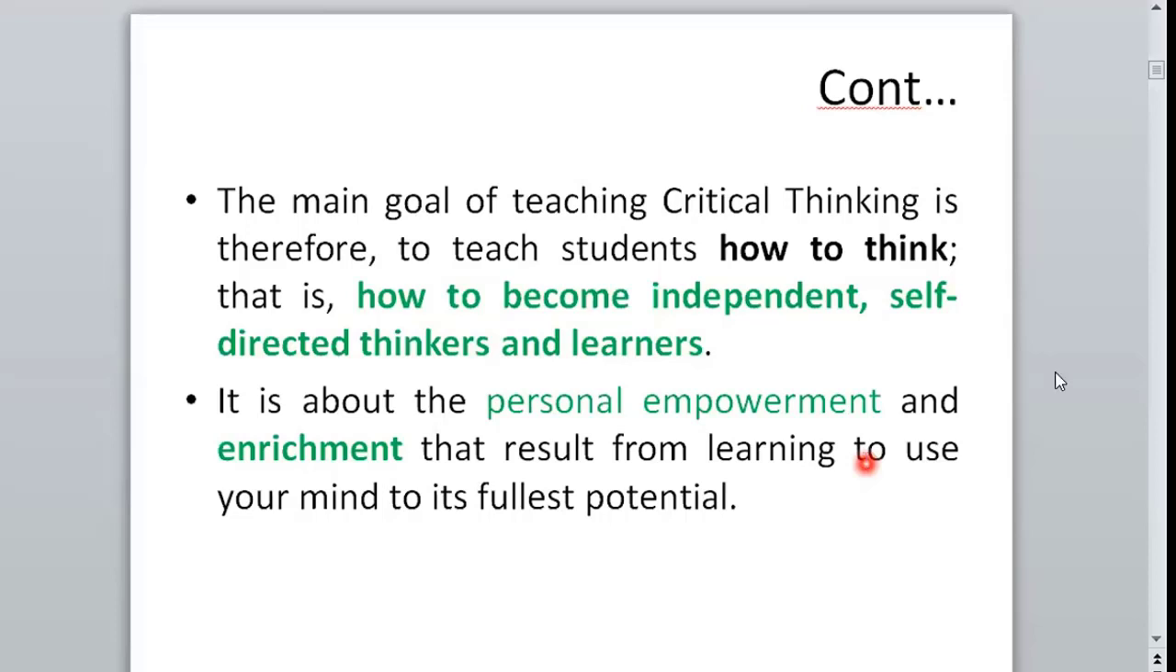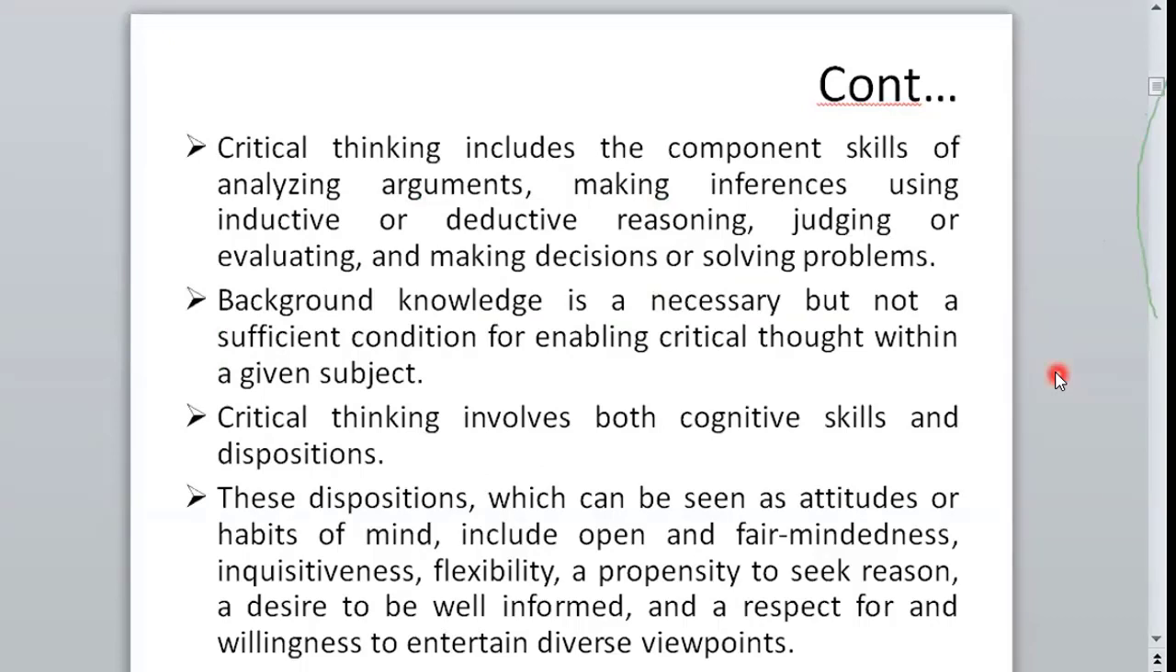So critical thinking encompasses the components, the skills of analyzing arguments. You have a preliminary understanding of what an argument is and of analyzing arguments. You know the reasoning process based on the evidence we have, the deduction, the induction, judging and evaluating, making decisions or solving problems.